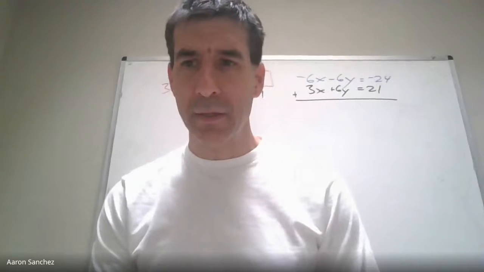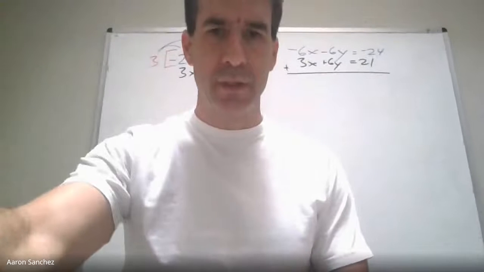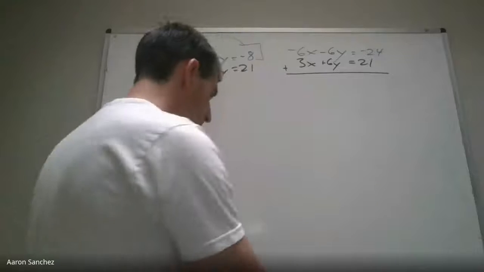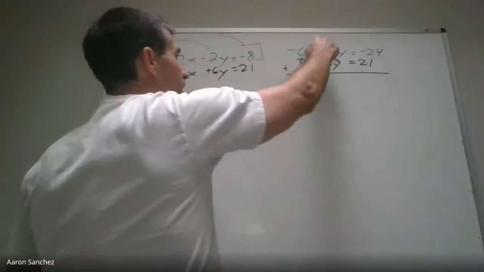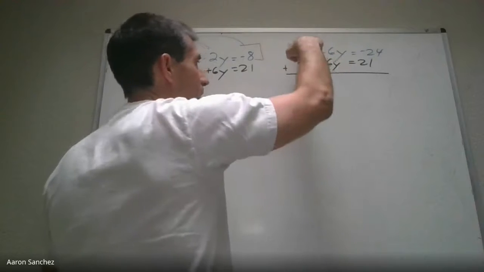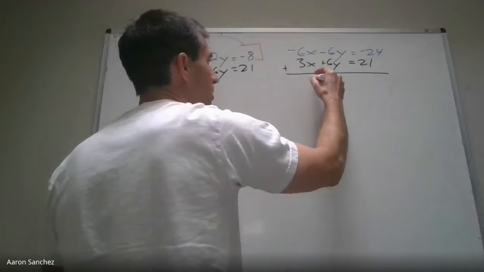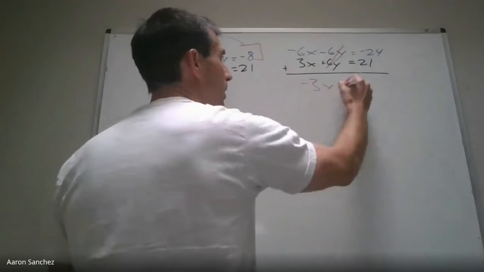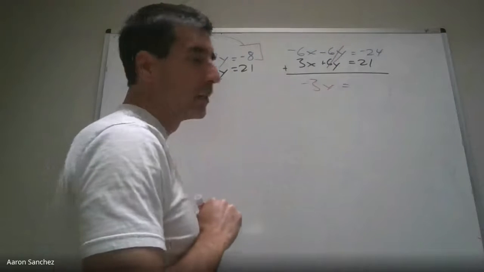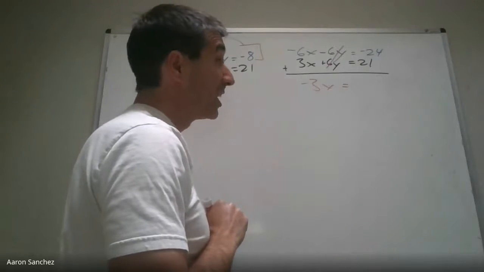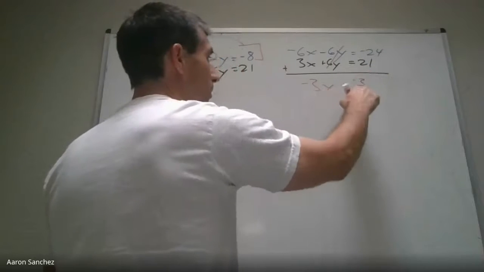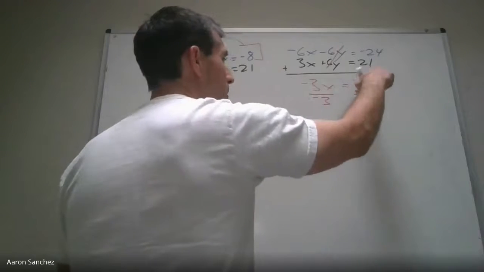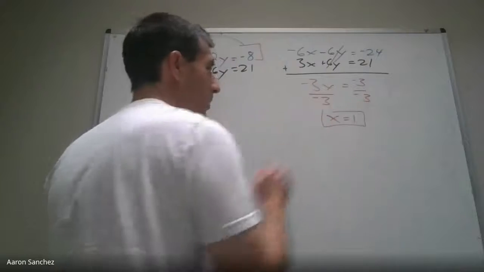Okay, let's see. Let's go ahead and solve these. -6x + 3x, right? We have different signs, so we subtract. 6 - 3 is 3. Since I have more negatives, that means -3x. These cancel out. Bring your equal sign down. Different signs, so you subtract. -24 + 21 is 3, and I have more negative, so it's -3. Now, -3x divided by -3 equals 3 divided by -3. Remember, dividing 2 negatives equals a positive. x equals 1, which a lot of you got.